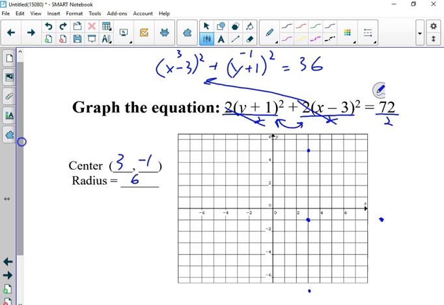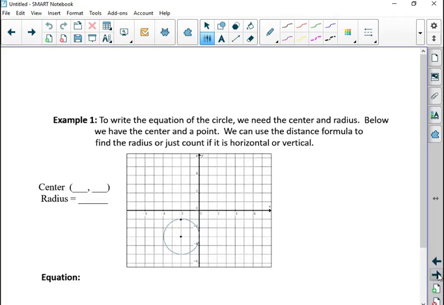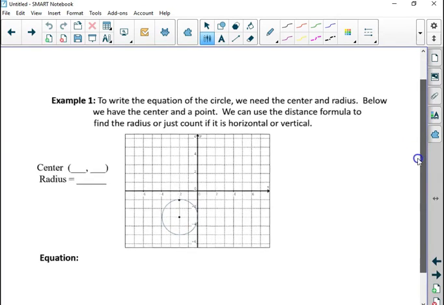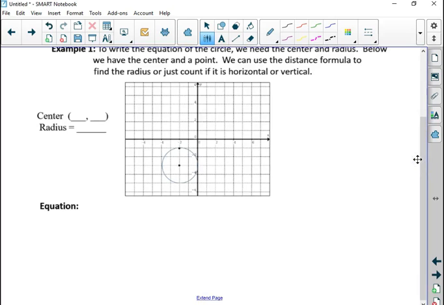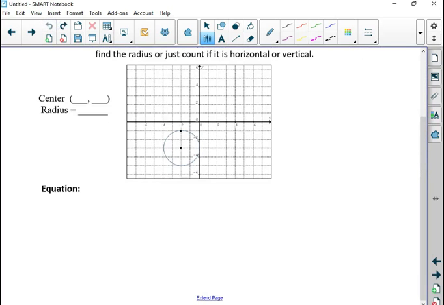And off 1 here. But we can see that's a horrible circle. But there you go. Alright, so trying with this one. To write the equation of a circle, we need the center and radius. Well, that's screwing up. Love the smart board. Alright.